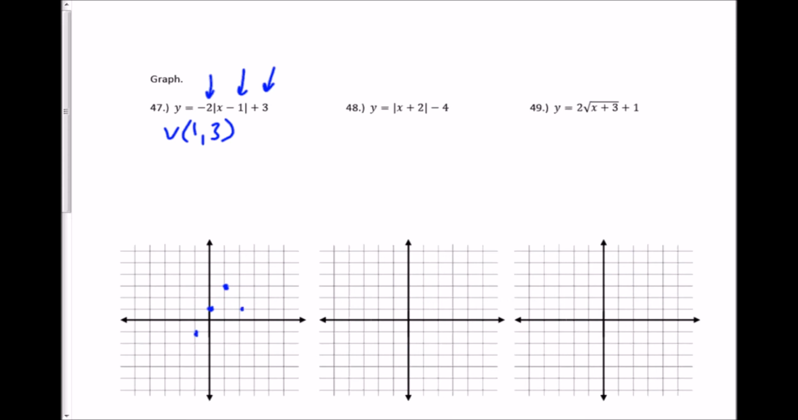And I'm going to draw a V here because that's what the absolute value is always going to look like. It's just a nice V shape. And that's it. From this one, absolute value, again, the vertex this time is negative 2, negative 4.